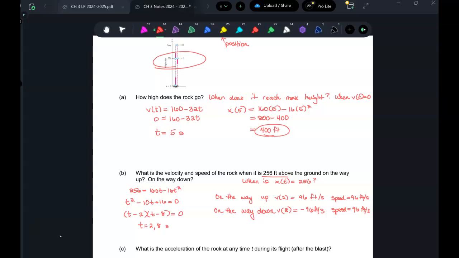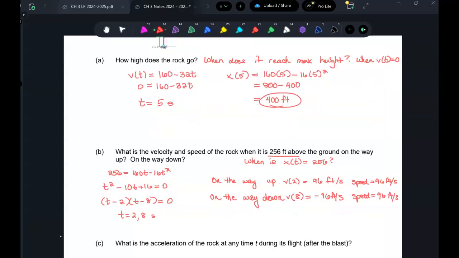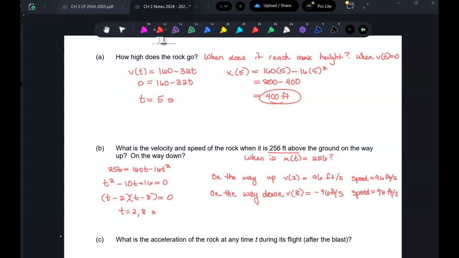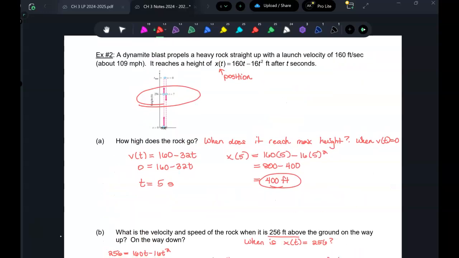But how do you know that 2 is up and 8 is down? Really, just plug in the first one. At 2 it becomes positive when it goes up, and you start on the bottom, it reaches the top, and then it comes back down. Just a quick reminder: if velocity is going upward, the direction is positive, so it's greater than 0 when something is going up. Velocity is less than 0 when it goes down, and that's also the direction.